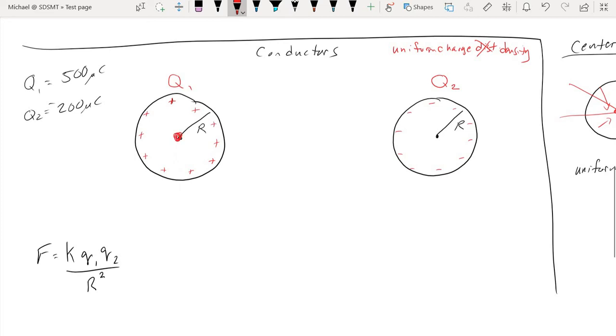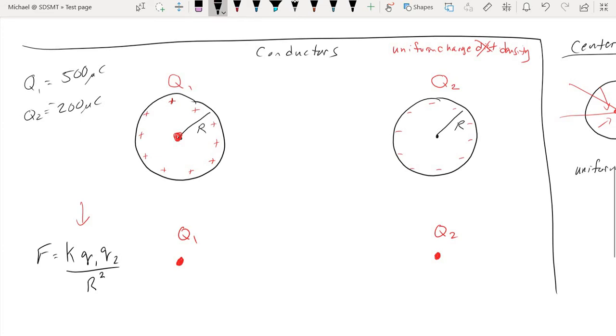In other words, we could take this entire macroscopic sphere and we could shrink it down to a single point charge of value Q1. Likewise, with sphere 2, we could take the uniform charge distribution of charge 2 and shrink it down to a single point charge value of Q2. And now we can use those inside of Coulomb's law.